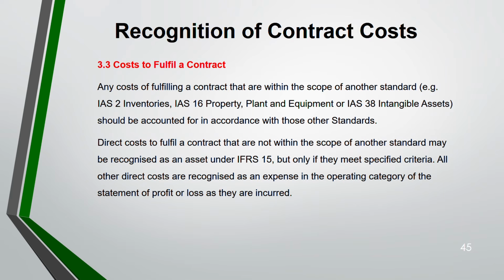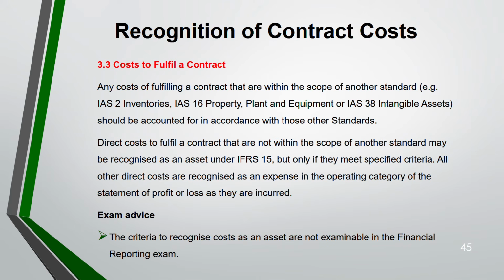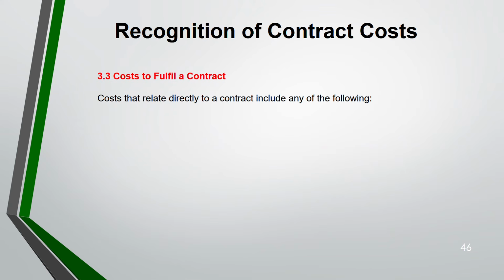The direct costs to fulfill a contract that are not within the scope of another standard, you will recognize as an asset under IFRS 15, only if they meet specified criteria. All other direct costs are recognized as an expense in the operating category of the statement of profit and loss. Now, exam advice: the criteria to recognize cost as an asset will not be asked in your financial reporting exam, thank God. Okay.